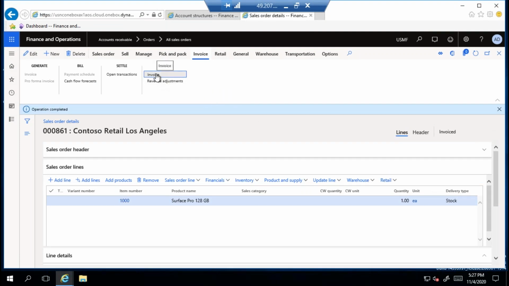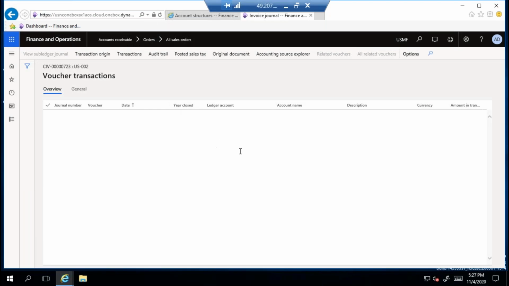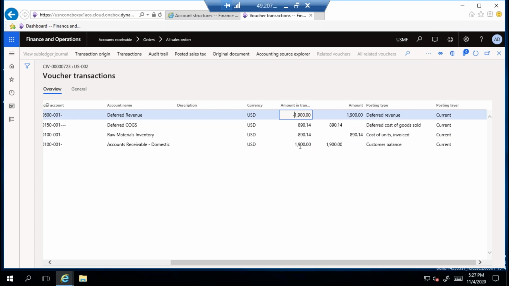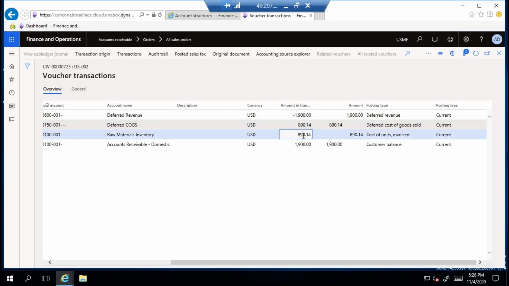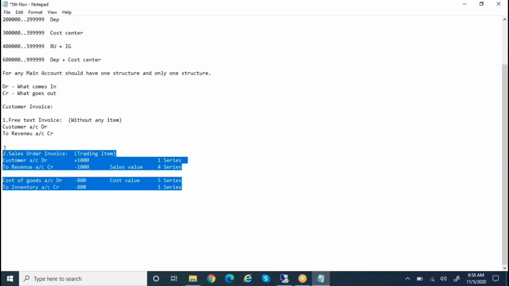So if you verify the invoice, it will show the 4 lines. Customer account debit to revenue account credit. Say here customer balance account debit to revenue account credit, and cost of goods account debit to cost of units. That is, cost of units means inventory credit. This is the customer invoice using the sales order process.